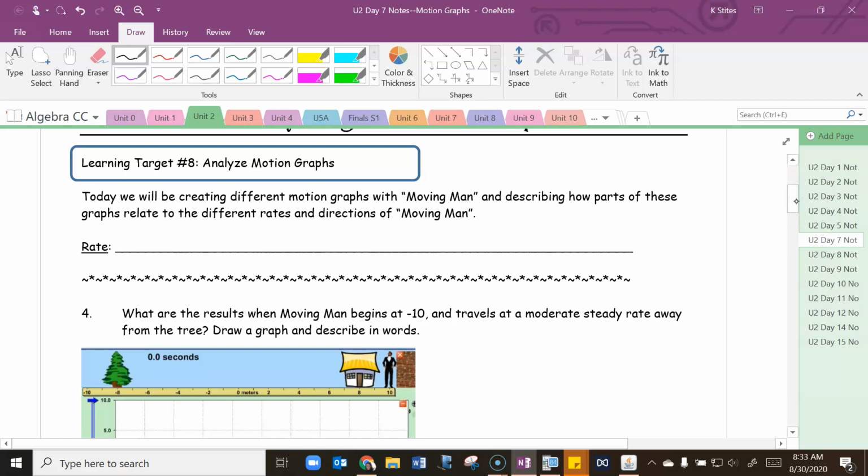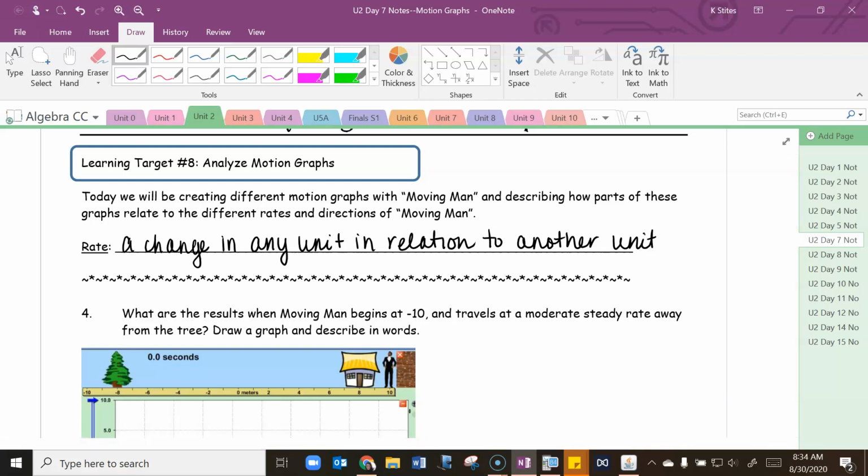So first what we're going to do is give a definition for rate, because this is something we will use a lot in this unit. A rate is a change in any unit in relation to another unit. And in this case, we don't mean unit like we are on unit 2, we mean unit like feet or meters or dollars or something like that.